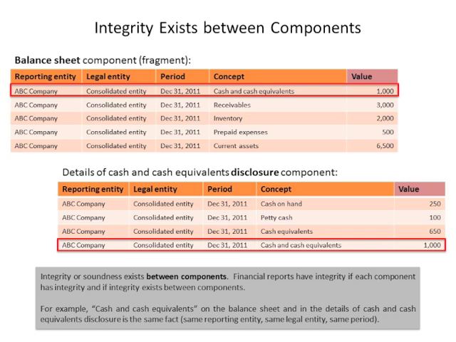So integrity exists between components also. So here we see both the balance sheet component and the details of cash and cash equivalents disclosure component. As I pointed out, cash and cash equivalents exists on both of those components. You can see this by the red box. So each component has integrity, but integrity or soundness exists between components also. Financial reports have integrity if each component has integrity and if integrity exists between all the components which make up a financial report.